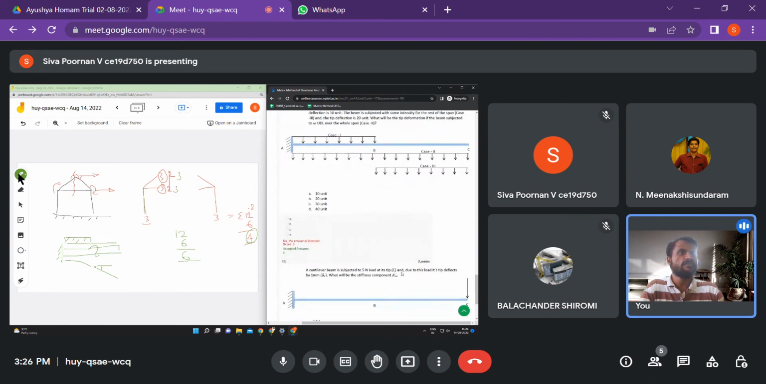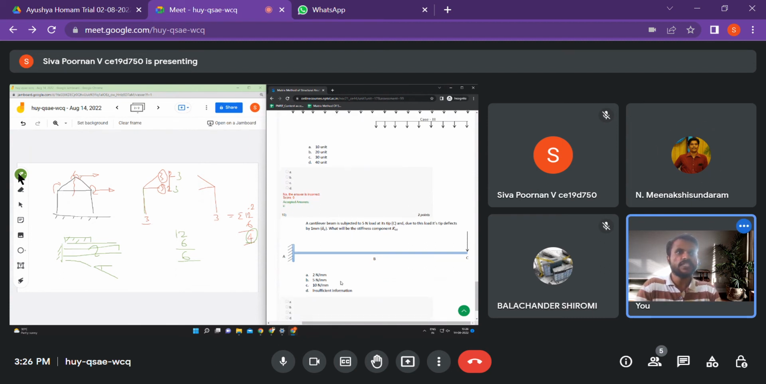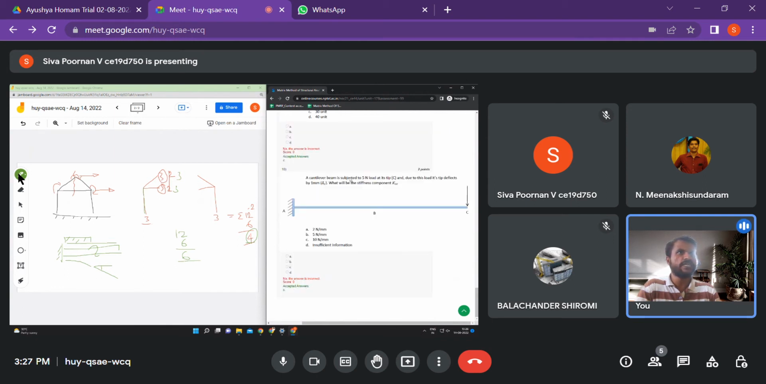Now the next question is, a cantilever beam is subjected to 5 Newton at the tip C, and due to this load, its tip deflects by 1 mm. What will be the stiffness KCC? This is something that we had discussed last class also. So there is a force and there is a deflection. Stiffness is nothing but the division of them, right? So force divided by deflection would give us the stiffness. The answer is B, 5 Newton per mm, right?